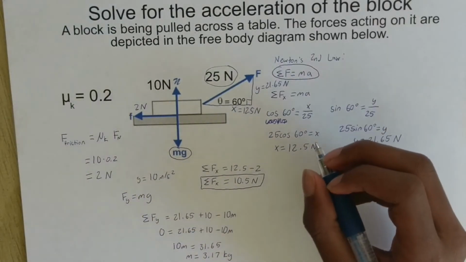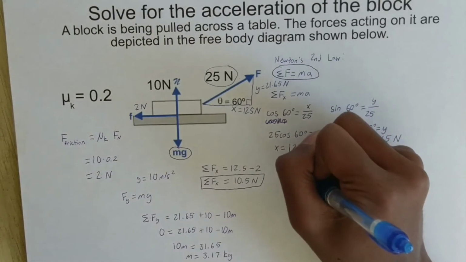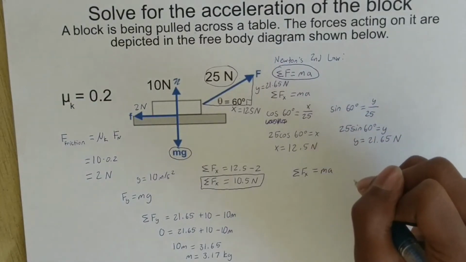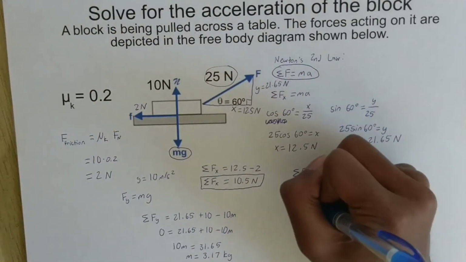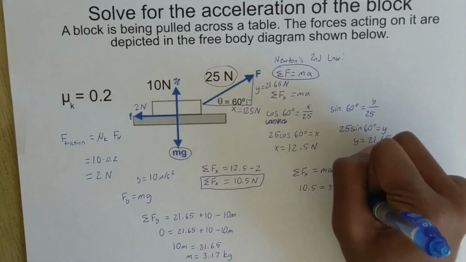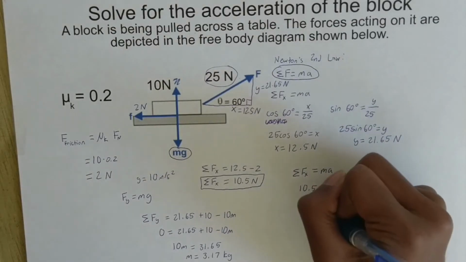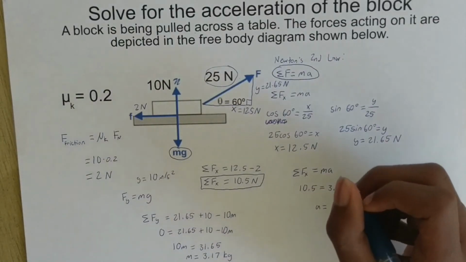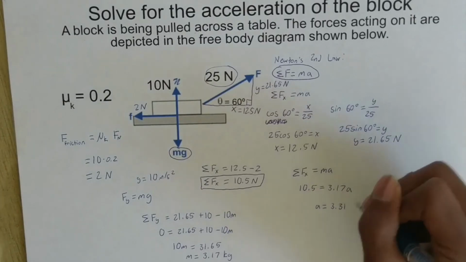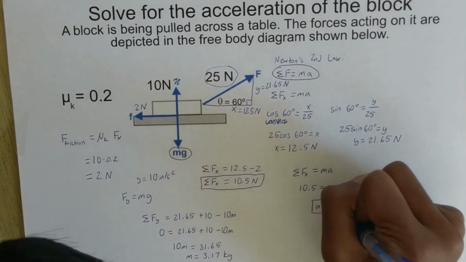And since we have solved for the mass of the block and the net force in the positive x direction, we can go back to Newton's second law and solve for acceleration. So all we have to do is substitute. So 10.5 equals 3.17a. And if we divide by 3.17 on both sides, we get that the horizontal acceleration of the block is 10.5 divided by 3.17, or about 3.31 meters per second squared. And that's our final answer.